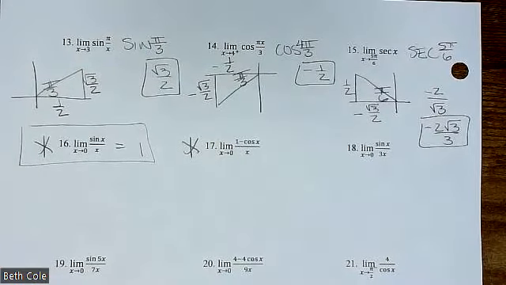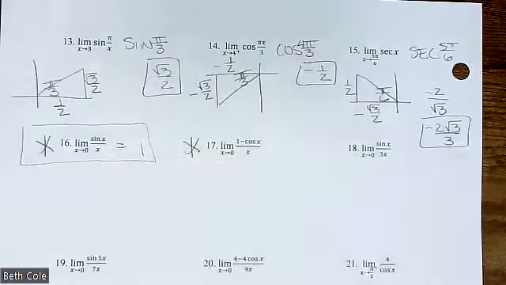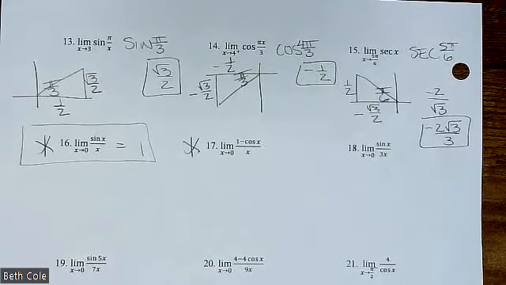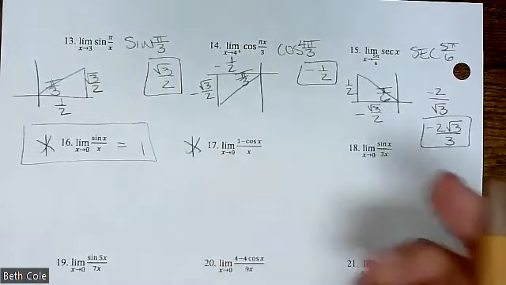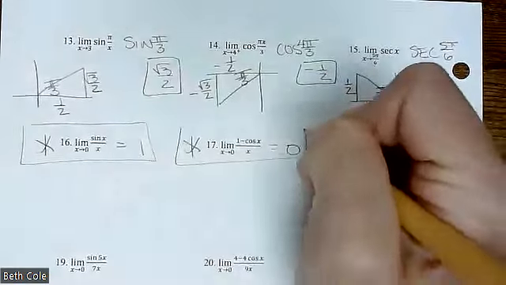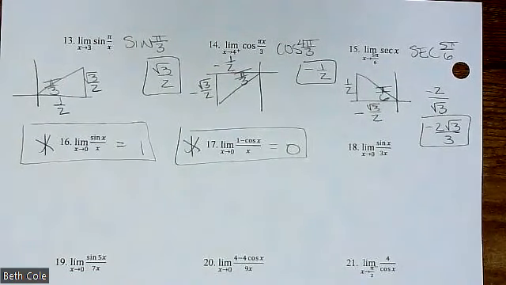Okay. You can also flip that. So if it was x over sine of x, that would also be 1. Okay. This one, limit as x goes to 0, 1 minus cosine x over x, that goes to 0. And so again, those aren't like problems we were doing. You're going to use those properties to answer some of the rest of these questions.